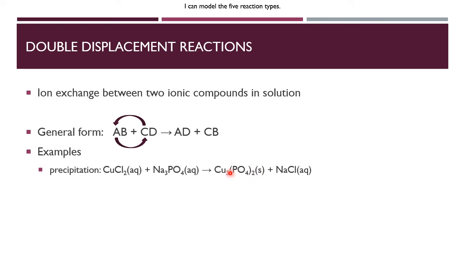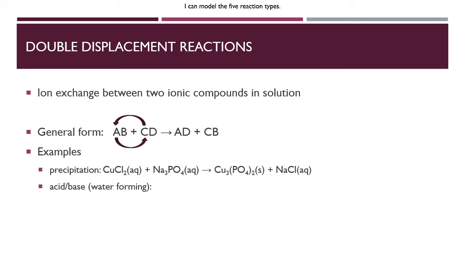Same thing with the sodium chloride. It's not Na3Cl2 just because those are the subscripts here. It's simply NaCl because the sodium's 1 plus and the chlorine is 1 minus. Alright, so that's a precipitation reaction whenever we get a solid coming from solution.